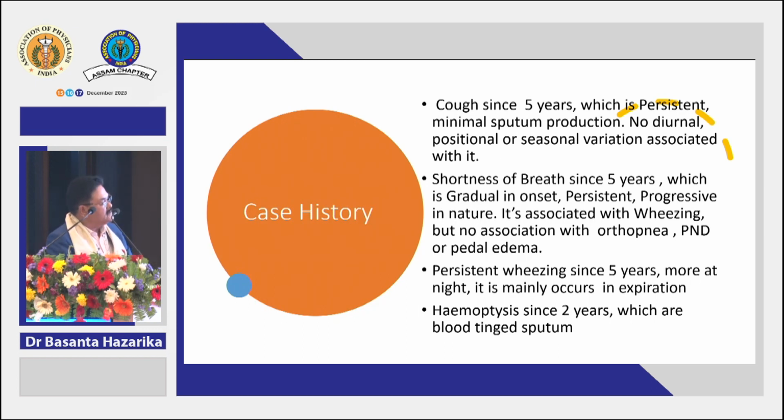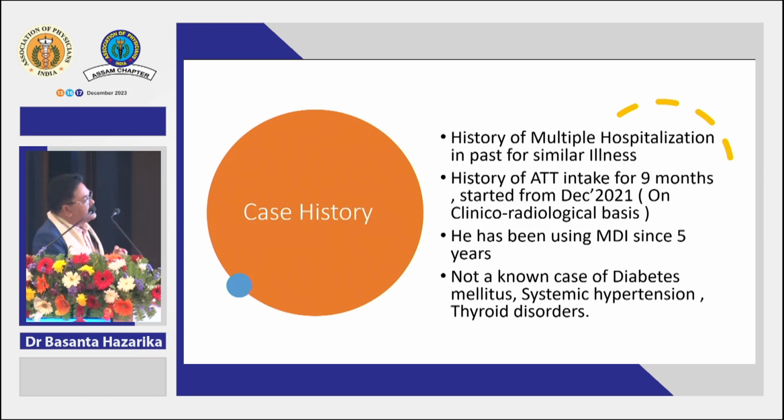Hemoptysis for 2 years, which is blood-stained sputum, and a history of multiple hospitalizations in the past for similar illness. History of ATT intake for 9 months in 2021 on a clinical and radiological basis. He has been using MDI for the last 5 years. He is not a known case of diabetes mellitus, systemic hypertension, or thyroid disorders.